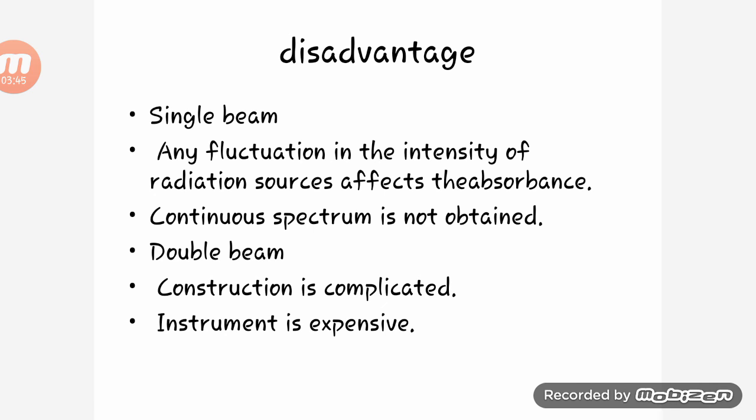What is the disadvantage? In single beam, any fluctuation in the intensity of the radiation source affects the absorption, and a continuous spectrum is not obtained. In double beam, the construction is complicated and the instrument is expensive, but it is more accurate than single beam.